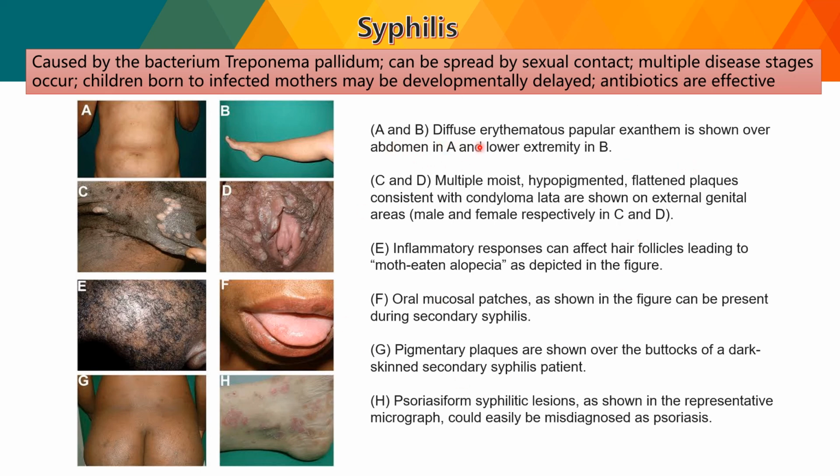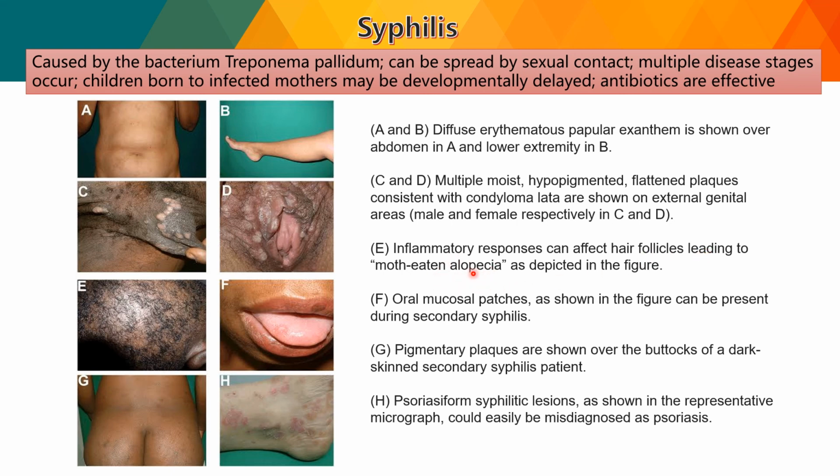So A and B are actually diffuse erythematous papular exanthem shown over the abdomen in A, and lower extremity in B. And then in C and D, this one, it would show you multiple moist, hypopigmented, flattened plaques consistent with condyloma lata shown in the external genitalia areas. And then E is inflammatory responses that can affect the hair follicles leading to moth-eaten alopecia.